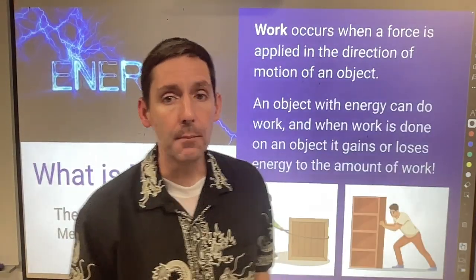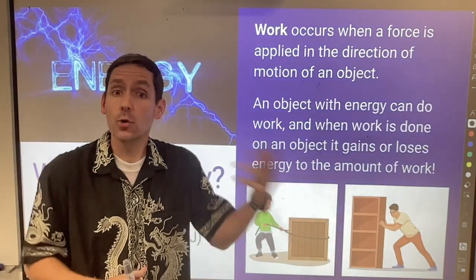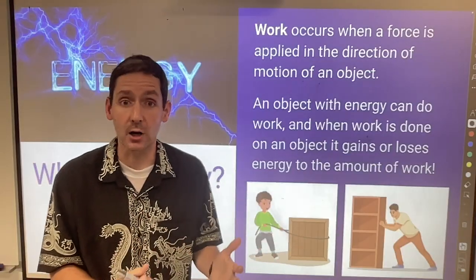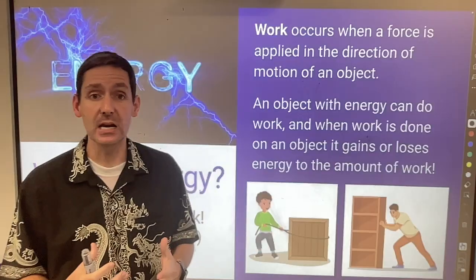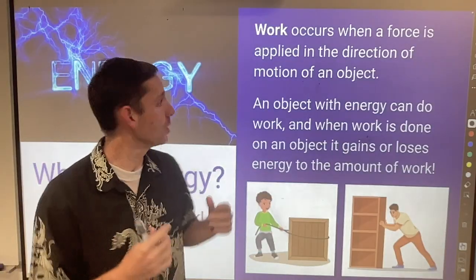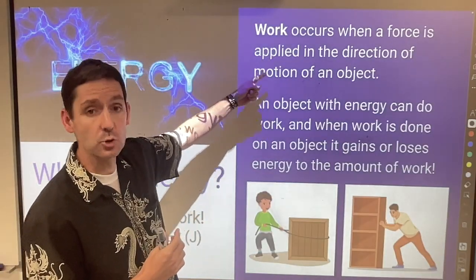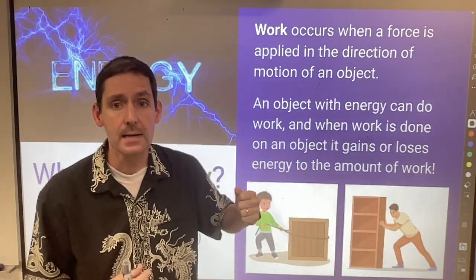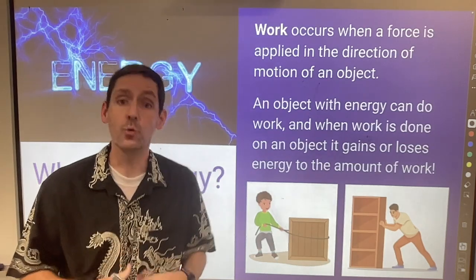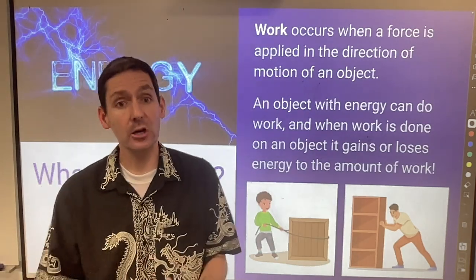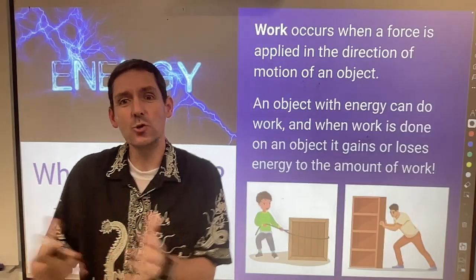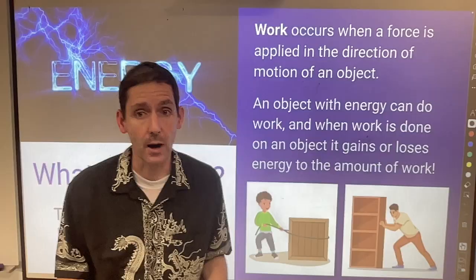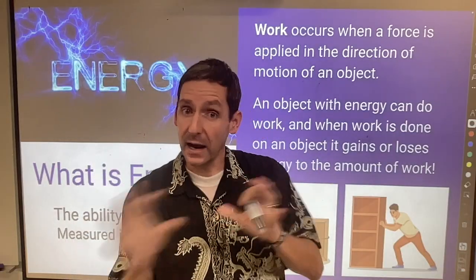Now, an object with energy can do work, right? We just defined energy as the ability to do work. So if something has energy, then it should be able to exert a force on an object to get it to move, right? Now, the opposite is also true. When work is done, it generally causes an object to gain or lose energy equal to the amount of work, all right? So, we can go back and forth.